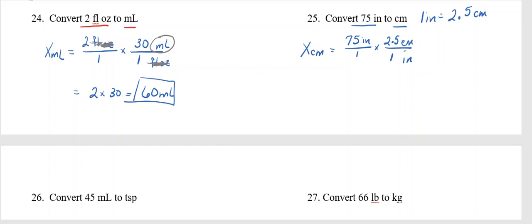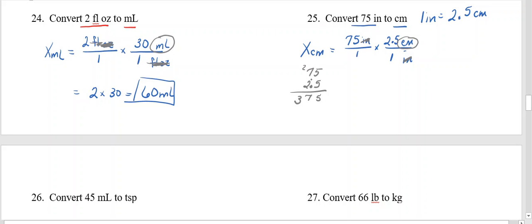So I'm going to cancel my inches, and that leaves me with centimeters. And I'm going to go over here because I can't do it in my head. So 75 times 2.5. 5 times 5 is 25. 5 times 7 is 35, and 2 makes that 37. And then my placeholder, 2 times 5 is 10. Okay, my 1, 2 times 7 is 14, and 1 is 15.